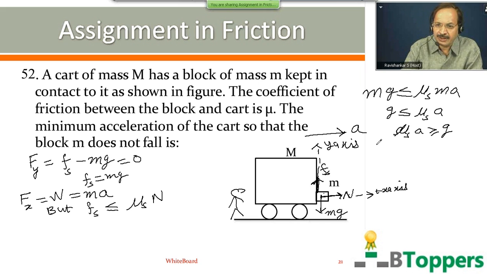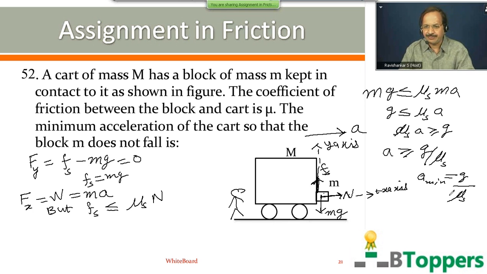So the block will be stationary with respect to the cart if the acceleration of the cart is greater than or at least equal to g by mu s. Therefore, the minimum acceleration with which the cart has to move horizontally so that the block remains at rest relative to the cart is g by mu s.